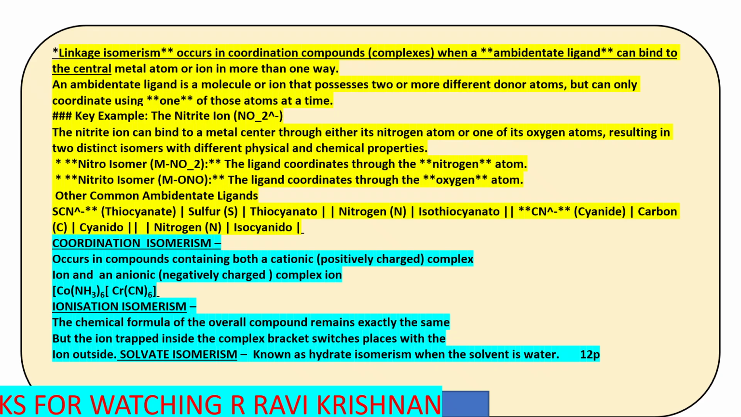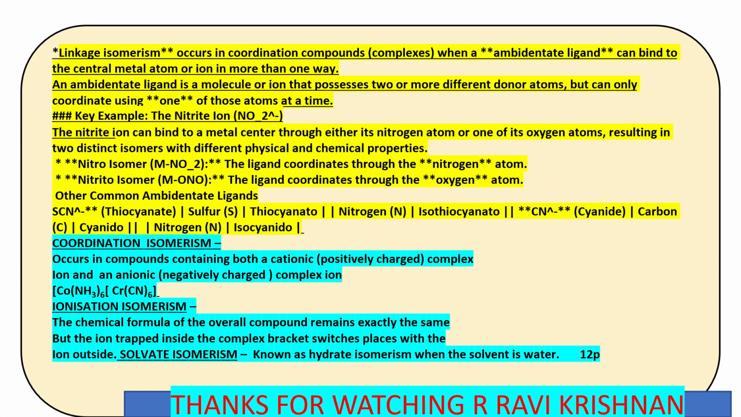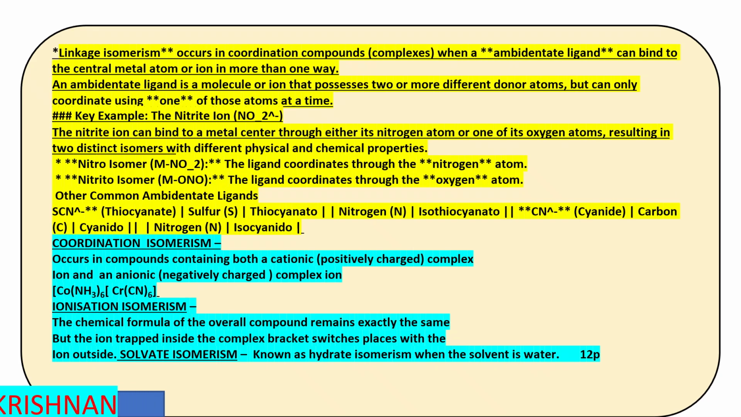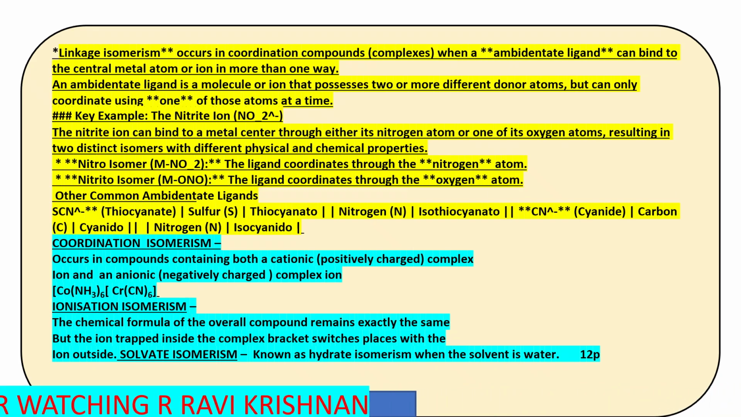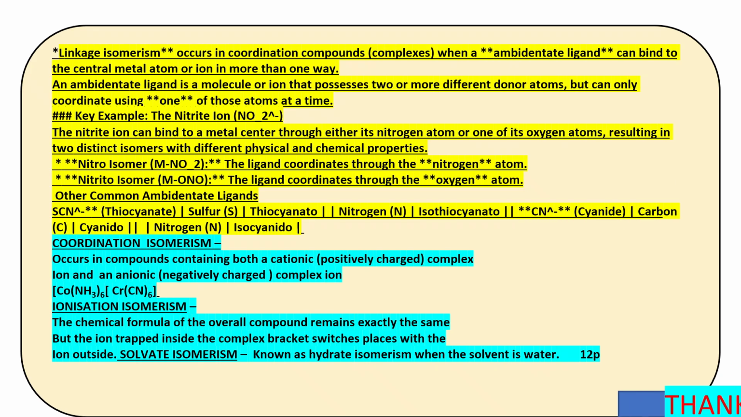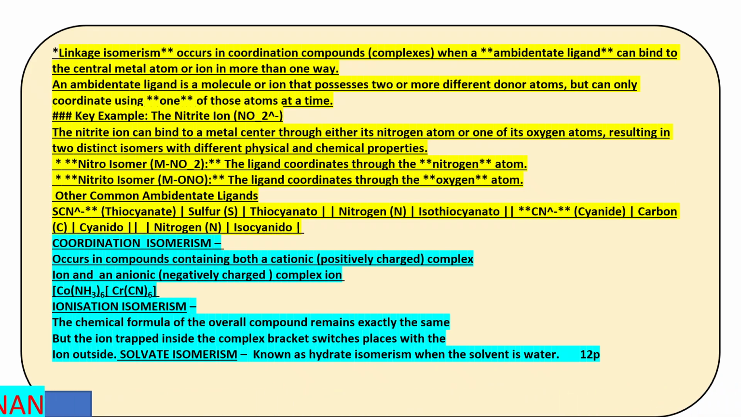Linkage isomerism occurs in coordination compounds when an ambidentate ligand can bind to the central metal atom or ion in more than one way. An ambidentate ligand is a molecule or ion that possesses two or more different donor atoms but can coordinate using only one of those atoms at a time.